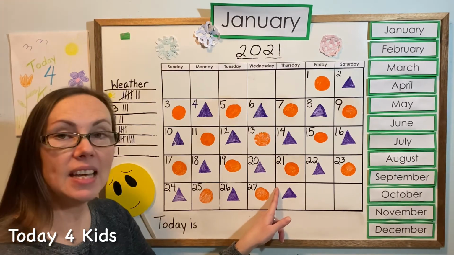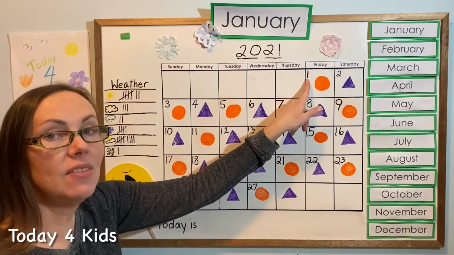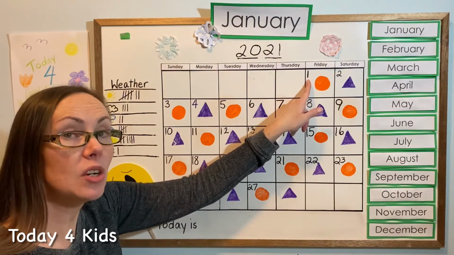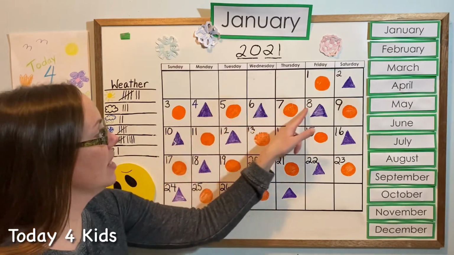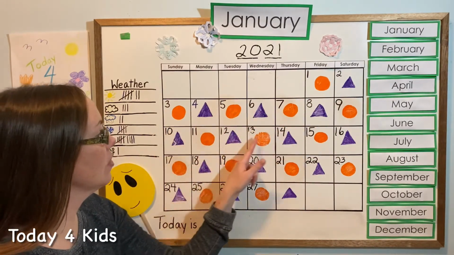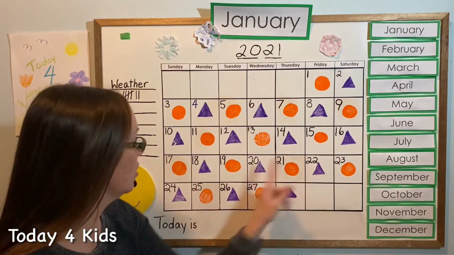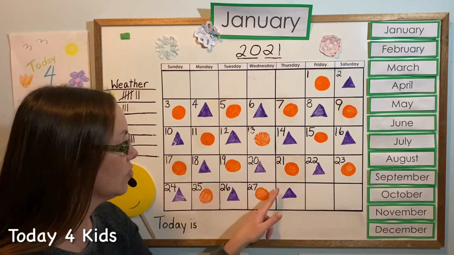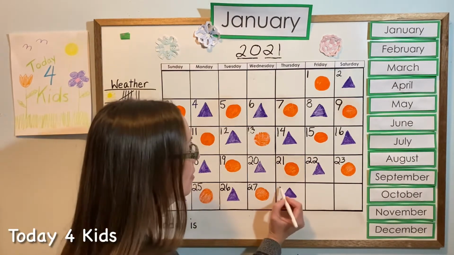Let's go back to the beginning and count together and see if we're correct. Are you ready? Count with me even if you don't know all your numbers yet, because we will learn them together. 1, 2, 3, 4, 5, 6, 7, 8, 9, 10, 11, 12, 13, 14, 15, 16, 17, 18, 19, 20, 21, 22, 23, 24, 25, 26, 27, 28. Did you guess 28? Good guessing.